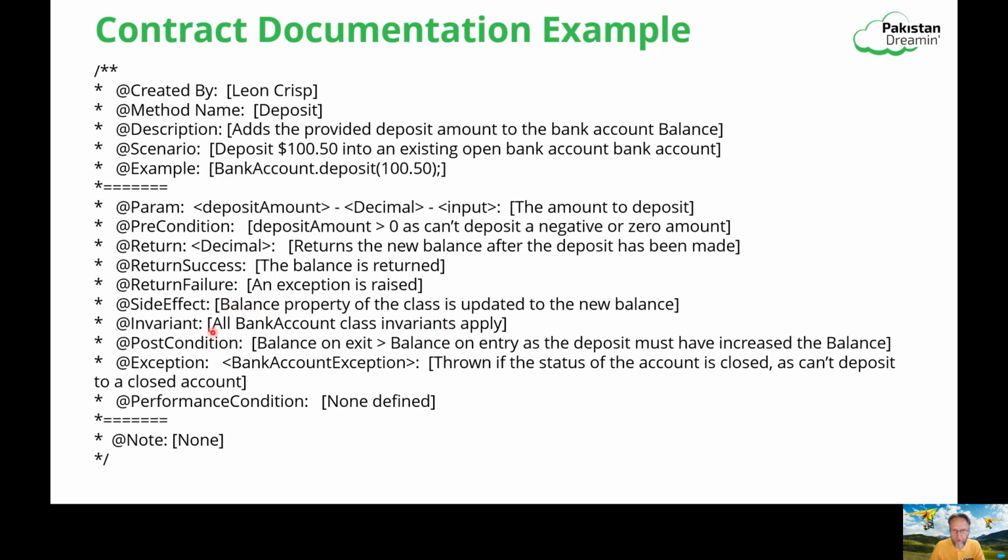We have an invariant here because actually the bank account class has several invariants. We have a look at that, and we're saying all bank account class invariants apply here. If there were any method-specific invariants, we could add them here, but for now we're just saying that. Post condition: the balance on entry must have increased by the time you exit, because you're adding some amount to it.